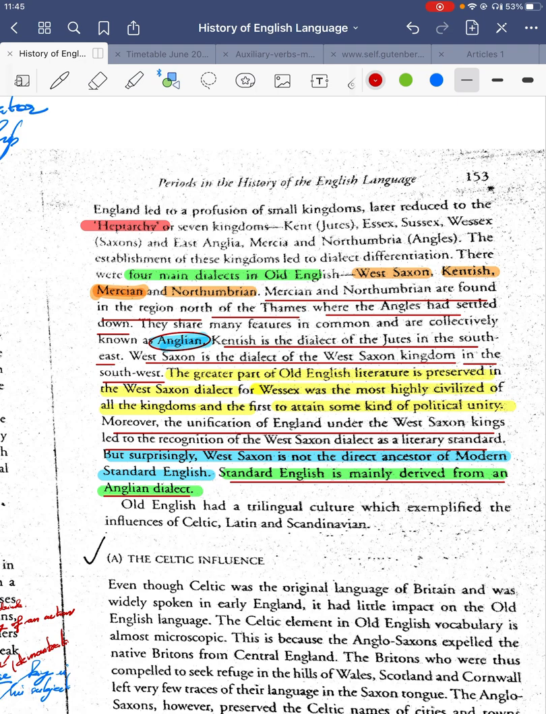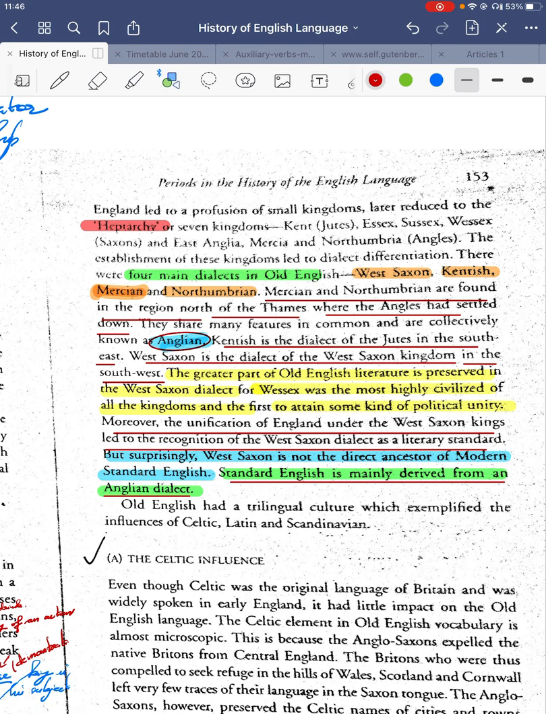The establishment of these kingdoms led to dialectical differentiation. For example, you can take Kerala. As you go from one end of Kerala to the other, the dialects are different. In the same way, they had dialectical differentiation. There were four main dialects in Old English: West Saxon, Kentish, Mercian and Northumbrian. So from the seven heptarchy kingdoms, four dialectical variants came out.